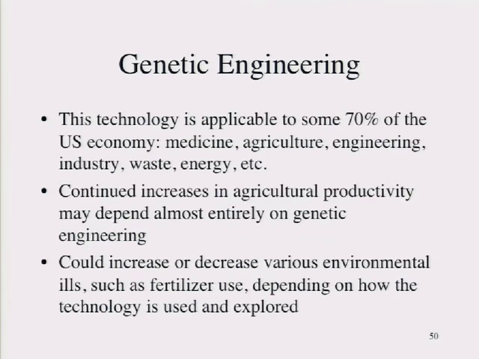Okay, now. This technology is applicable, according to Kloppenberg, to some 70% of the U.S. economy as a whole, right? It's not limited to agriculture. It has implications for medicine, engineering, industry, waste, energy, you name it. Continued increases in agricultural productivity, says Kloppenberg, may depend almost entirely on genetic engineering. And this technology could increase or decrease a whole variety of environmental ills and problems, such as fertilizer use, depending on how the technology is used and explored.